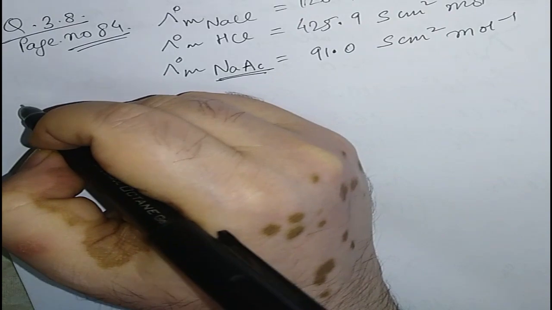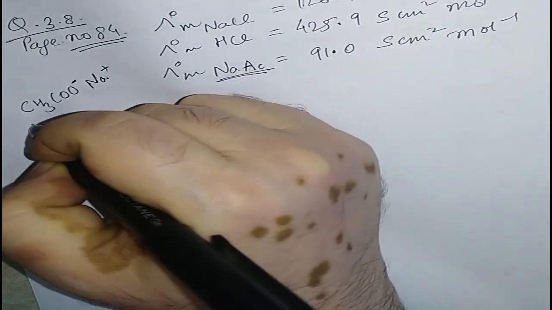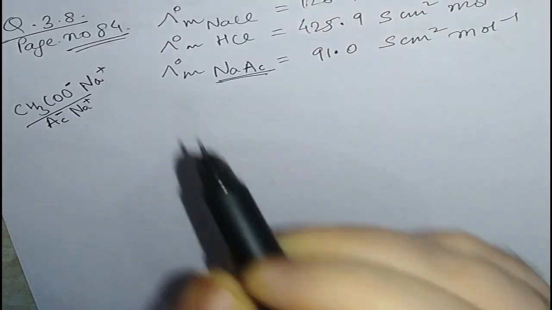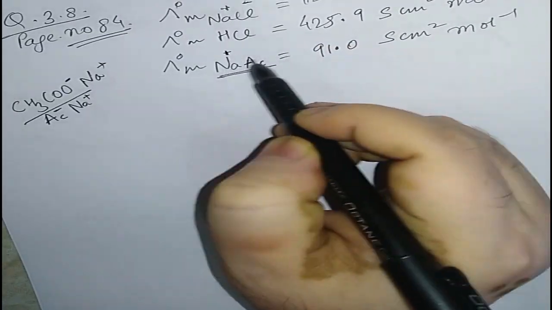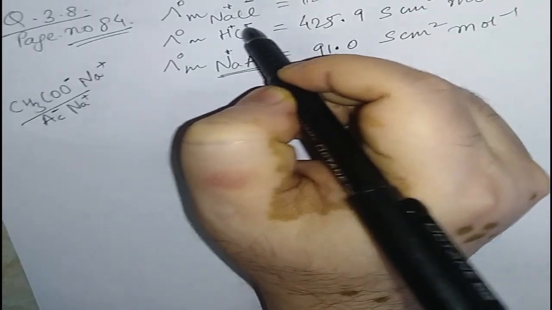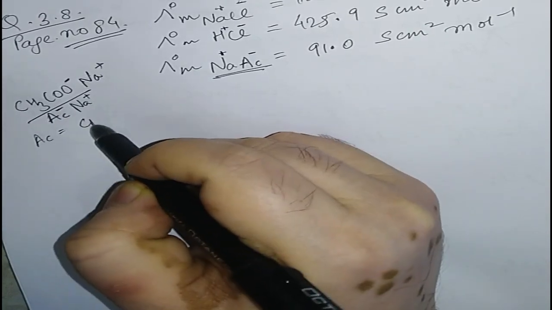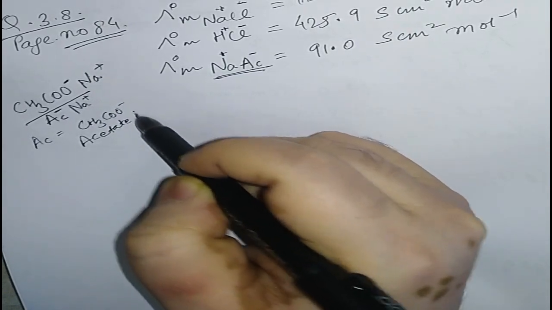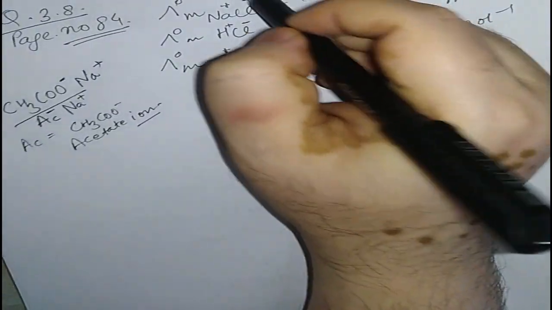Here NaAC means CH3COO minus Na plus. This part is called acetate ion, and this is Na plus. Since we write positive at first and negative at last, sodium is written first and then acetate is written after sodium. Same is the case with this also. So AC means CH3COO minus, acetate ion. This is the given value.